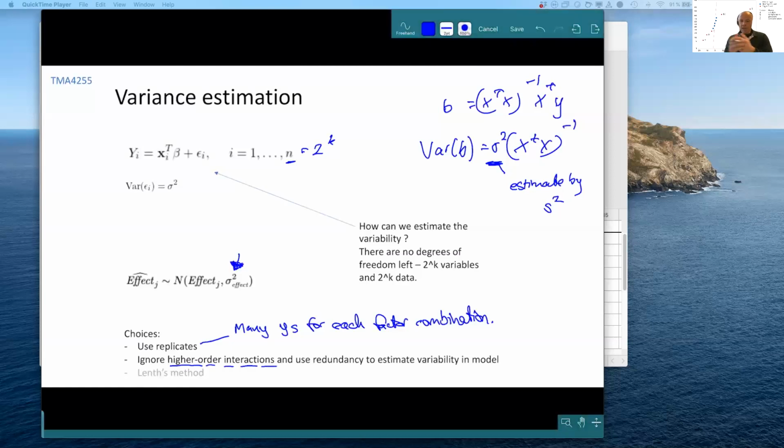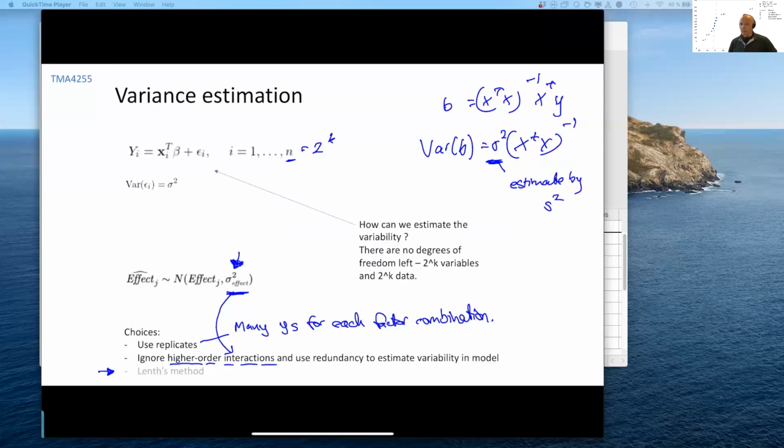An alternative, if it's difficult to do replicates, is to say that these higher order interactions are just representing random variation, so we can use them to estimate this effect directly. So then we just estimate the variability of effects directly. These are 2 different ways of estimating the variance to say something about uncertainty and significance. There are also different methods, and Minitab actually uses a method developed by Lenth, which is useful, but I won't present this here. It's based on some median of effects.